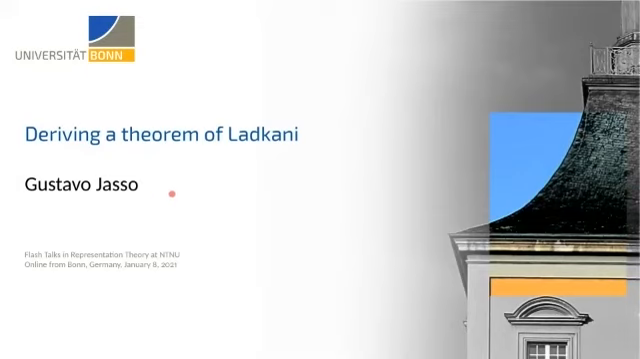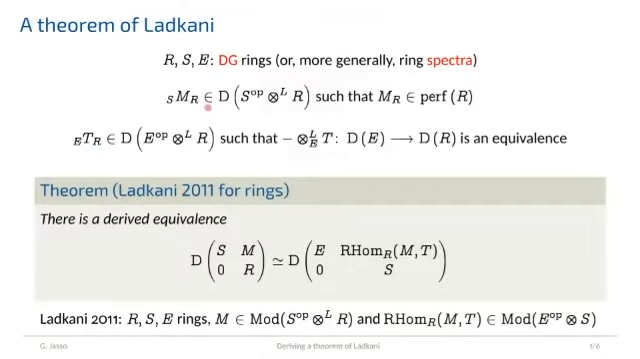So the purpose of my talk is to illustrate the advantages of working with enhanced triangulated categories when studying derived categories of rings and algebras. And for that, I would like to give a rather simple proof of a slight generalization of a theorem of Ladkani concerning derived equivalences between upper triangular matrix rings. So this is the theorem I want to prove today.